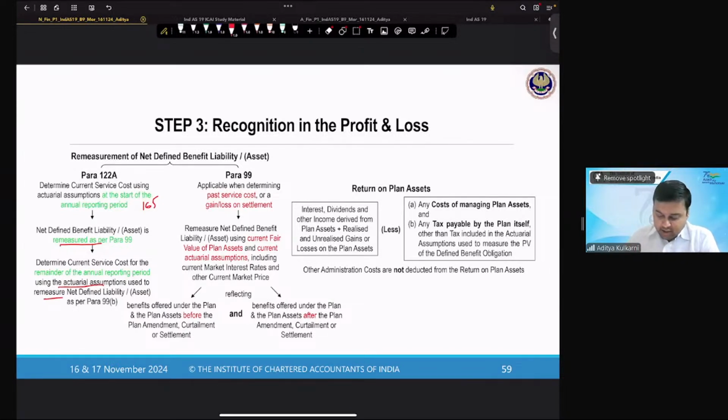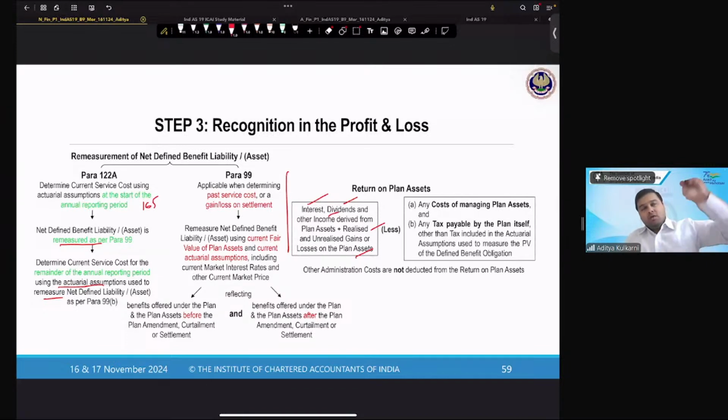Applicable when, okay, so this is past service cost and all, we will understand this through a question. Okay. Return on plan assets. What all does it include? It includes interest because you would have invested in government securities, dividends, you would have invested in some equity, and other income derived from plan assets, plus realized and unrealized gains or losses on the plan assets. Basically, whatever your asset value has earned, realized or unrealized, all of that will come here.